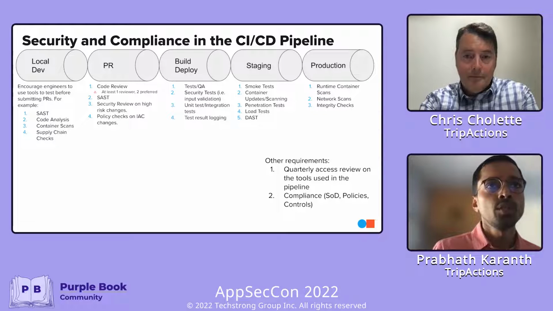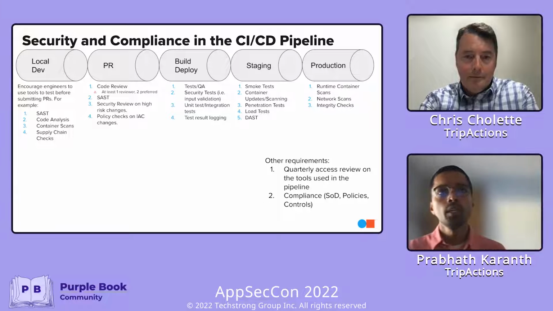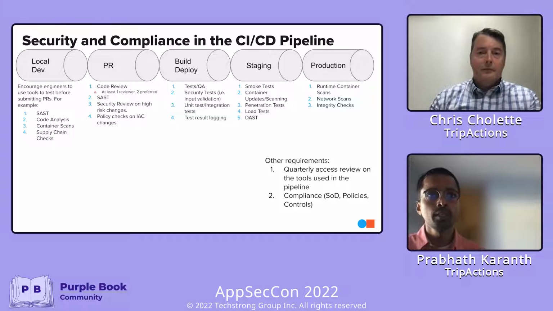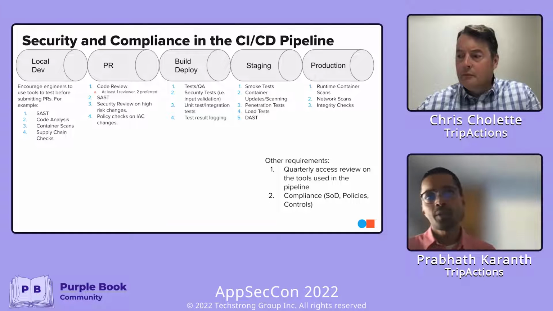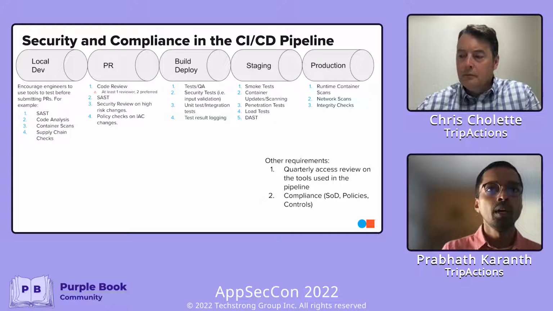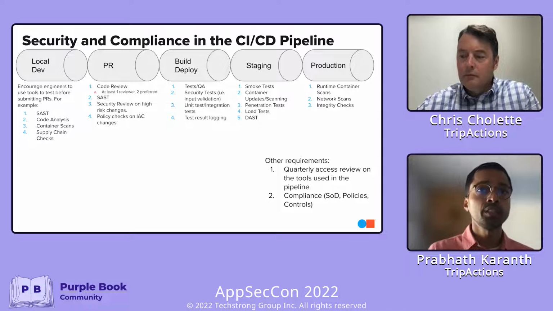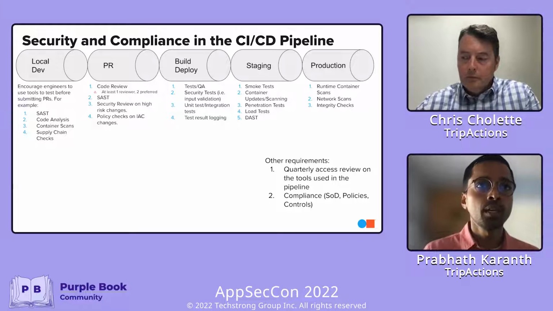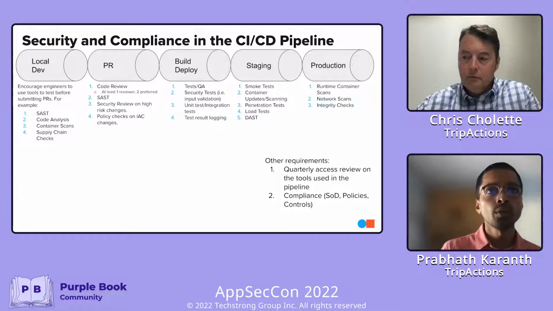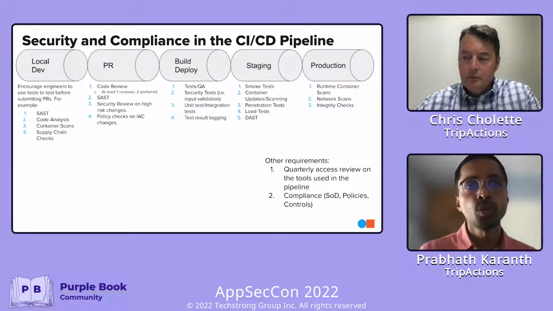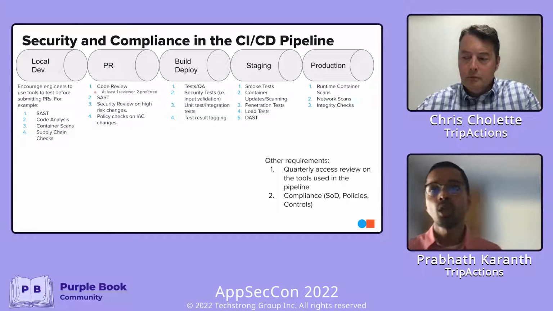Once you move into the pull request stage, it's critical to have at least one reviewer, and it's preferred to have two reviewers, and then you can have another layer of SAST there. Security review of high-risk changes: if you use tooling to determine high-risk requests, it's a good time to look at them and have a dialogue about these aspects at that point. And of course, policy checks also become critical.